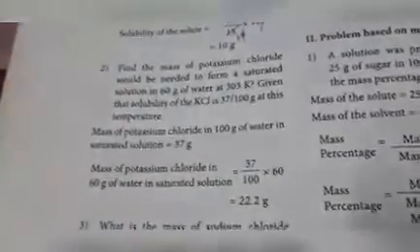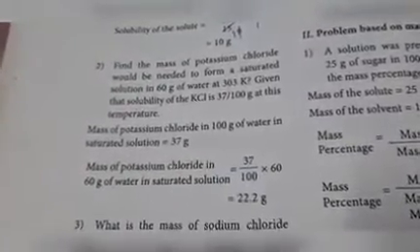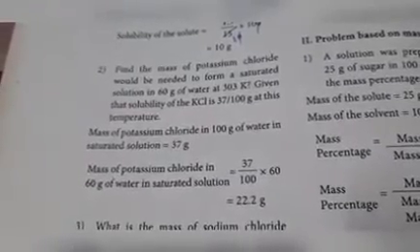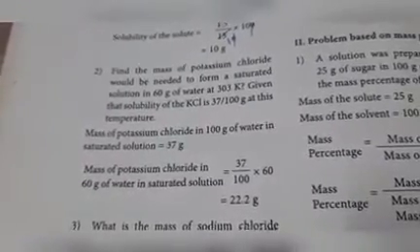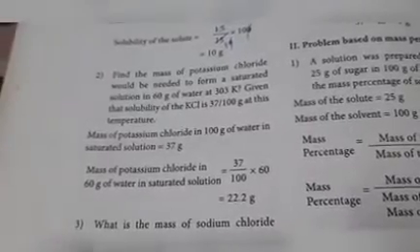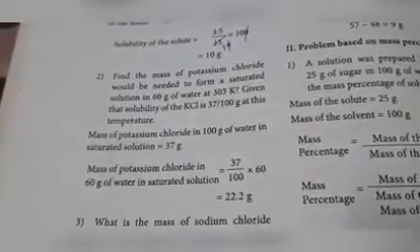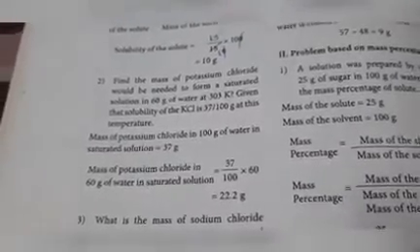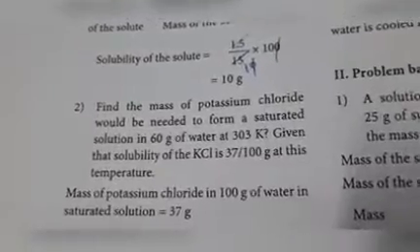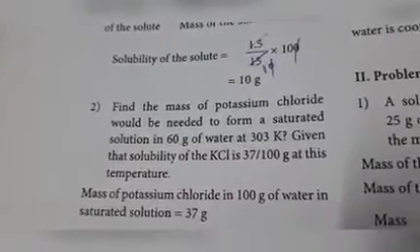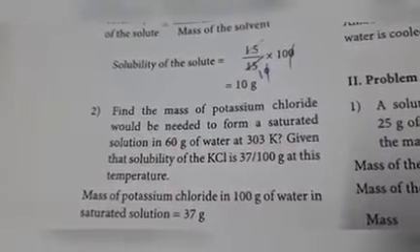Second problem. Find the mass of the potassium chloride needed to form a saturated solution in 60 grams of water at 303 Kelvin. Given the solubility of KCl is 37 by 100 gram at this temperature. Here the solubility is given. Solubility of KCl is 37 by 100.